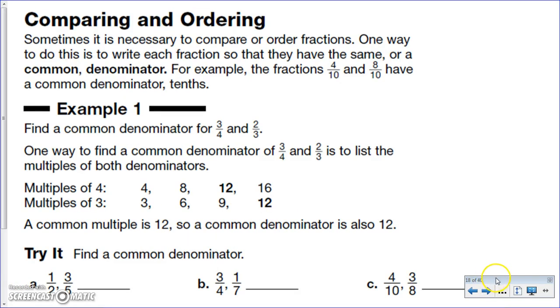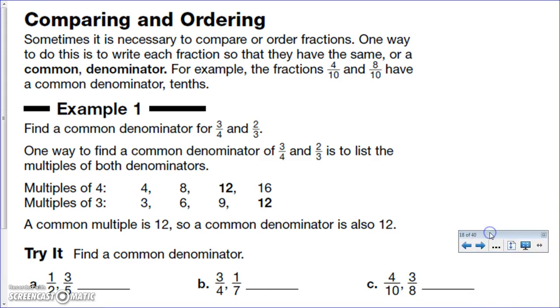Comparing and ordering. Sometimes it is necessary to compare or order fractions. One way to do this is to write each fraction so that they have the same or a common denominator. For example, the fractions 4/10 and 8/10 have a common denominator, tenths.